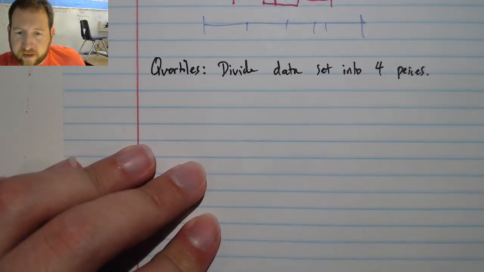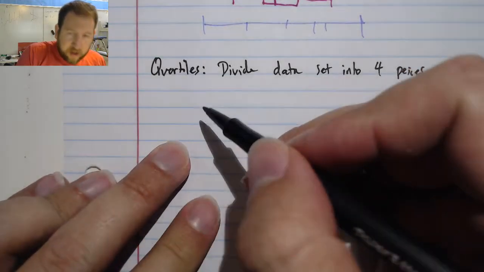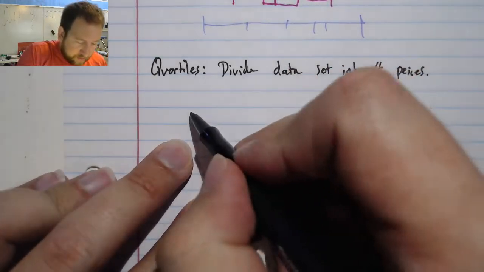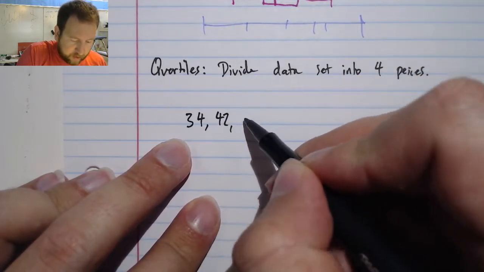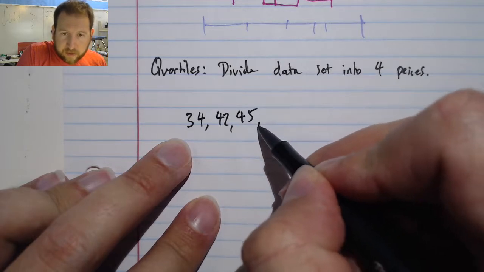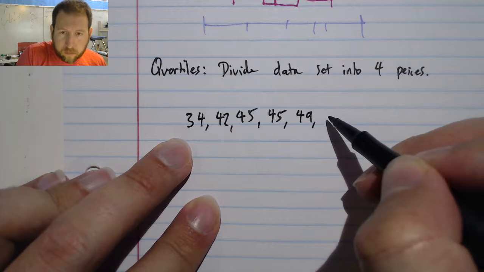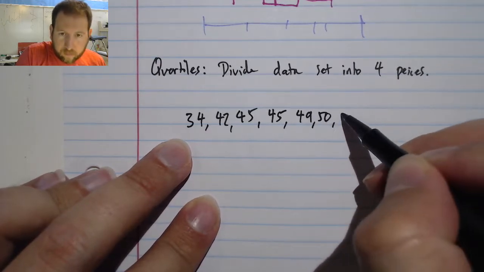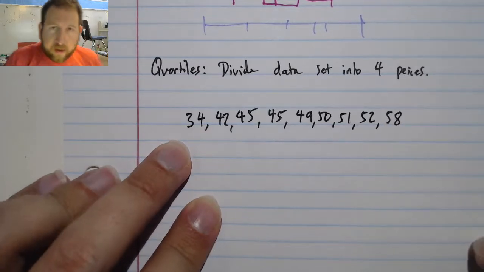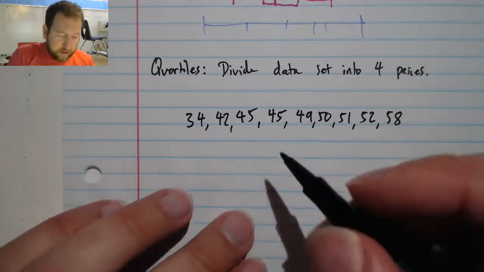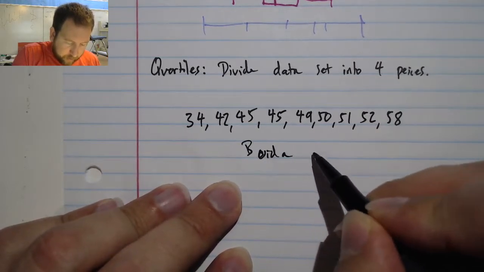Let's take a look at this data set. This is what we'll use to build our box and whisker plot. Okay, I'm going to go ahead and sort it ahead of time, but I trust that you know how to sort numbers by this point. If not, I probably have some other videos on helping you decide what numbers are bigger than other numbers. Alright, so here's our data set, and we're going to be building a box and whisker plot.